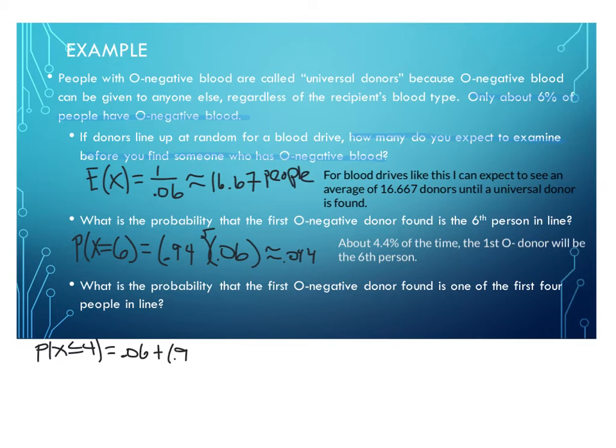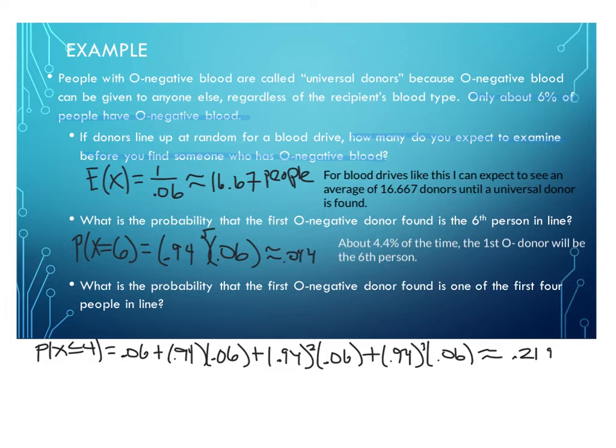We can do the 0.94 as the first failure and the second person being the first O negative. Then we can do the third. Right, so that means the first 2 are 0.94 because there's some other blood type, and the third is 0.06, plus 0.94 to the third times 0.06. And then you would type that long expression into a calculator, and this is 0.219.